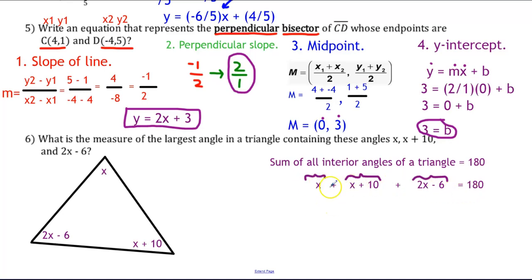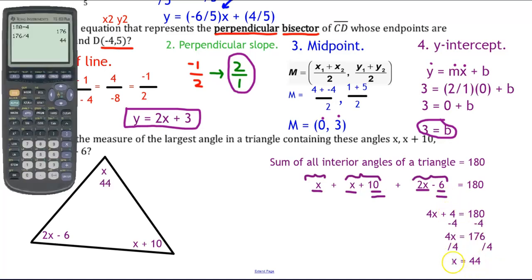So here are the 3 angles: 1, 2, 3. All 3 angles are equal to 180 degrees. Now we're just going to combine like terms and solve for x. And you'll see x plus 2x gives us 4x, and then 10 minus 6 gives us 4, that's equal to 180.